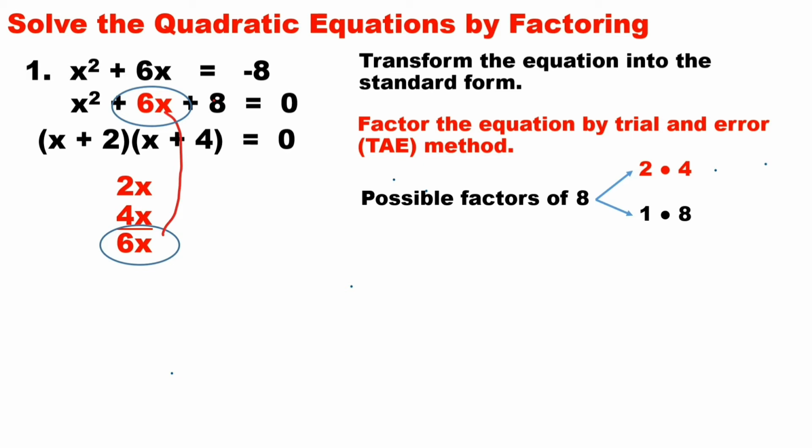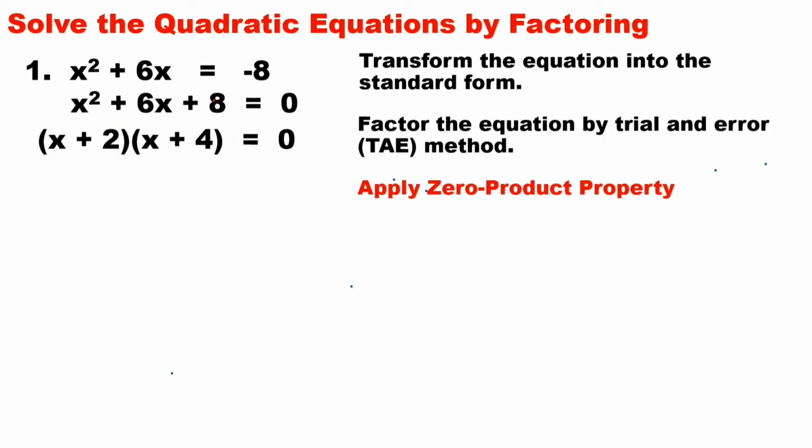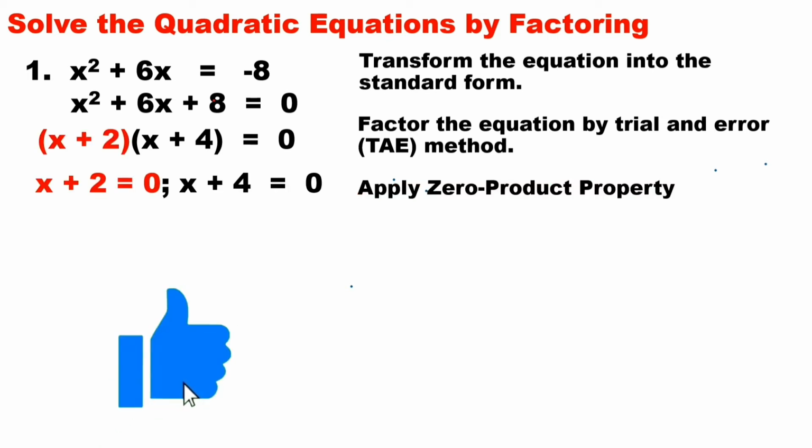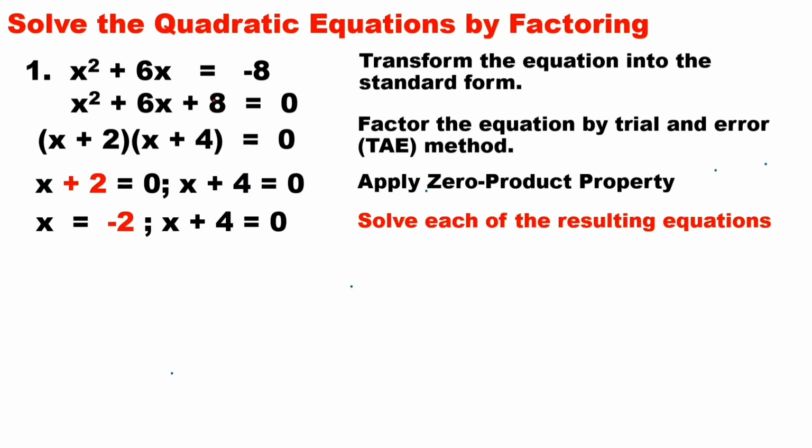Since they are both 6x, the expressions quantity x plus 2 and quantity x plus 4 are the factors of the quadratic equation x squared plus 6x equals negative 8. Next is apply the zero product property by equating x plus 2 equals 0 and x plus 4 equals 0. Solve the linear equations separately. X equals negative 2 and x equals negative 4.